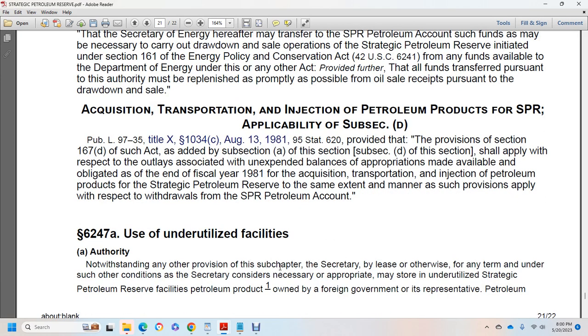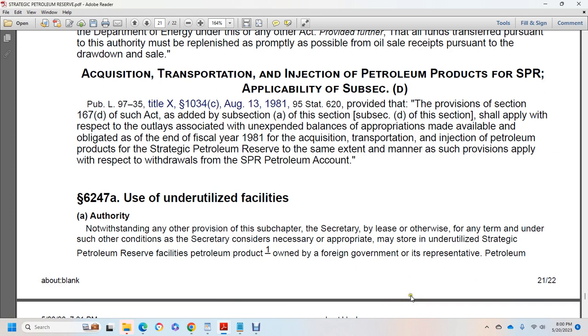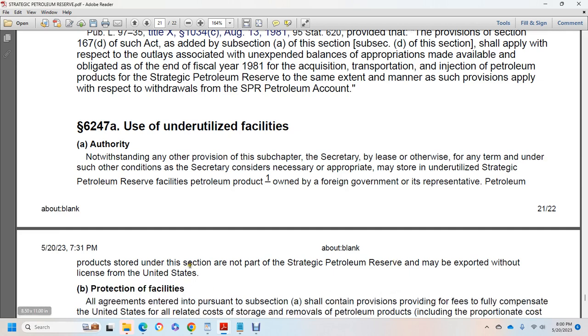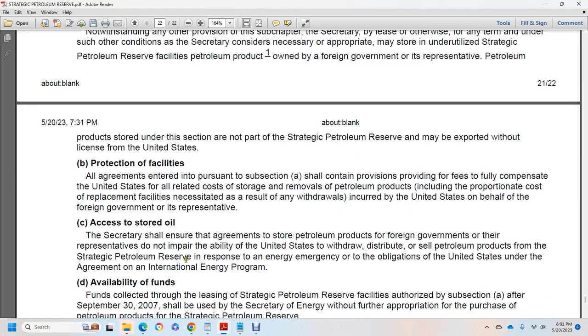Alright, 6247A, use of underutilized facilities. Authority: notwithstanding any other provision of law, the Secretary may lease or otherwise, for any term and under such other conditions as the Secretary considers necessary and appropriate, store in underutilized Strategic Petroleum Reserve facilities petroleum products owned by a foreign government or its representative. Petroleum products stored under this section are not part of the Strategic Petroleum Reserve and may be exported without a license of the United States.